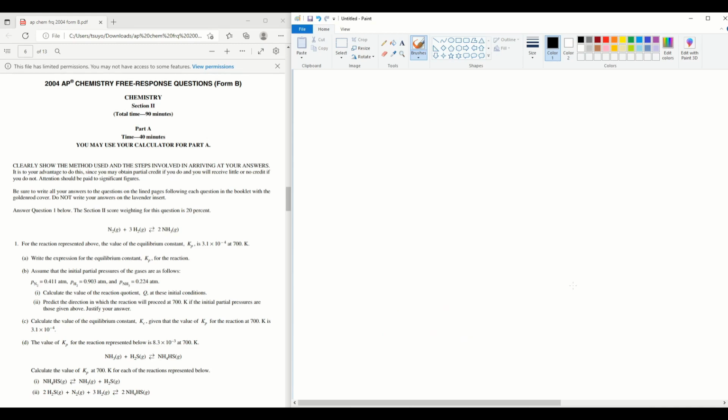Okay, for part C, this one is not extremely difficult, but you have to know this equation. So the calculated value of the equilibrium constant Kc, given that the value of Kp for the reaction at 700 Kelvin is 3.1 times 10 to the negative fourth. So we need to know the equation Kp equals Kc times RT raised to the power of delta N. This equation shows the relationship between the equilibrium constant in pressure and in concentration.